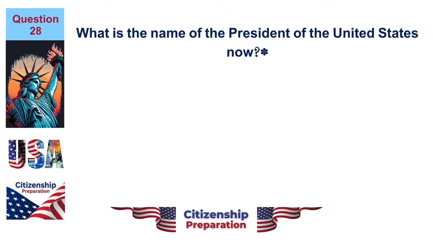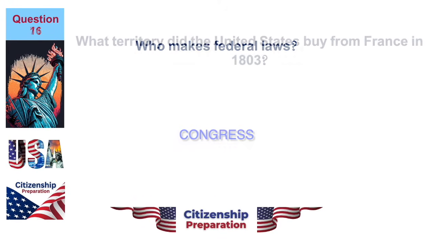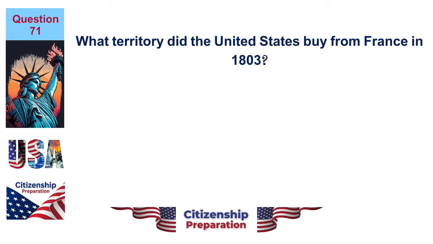What is the name of the President of the United States now? Donald Trump. Who makes federal laws? Congress. What territory did the United States buy from France in 1803? The Louisiana Territory.